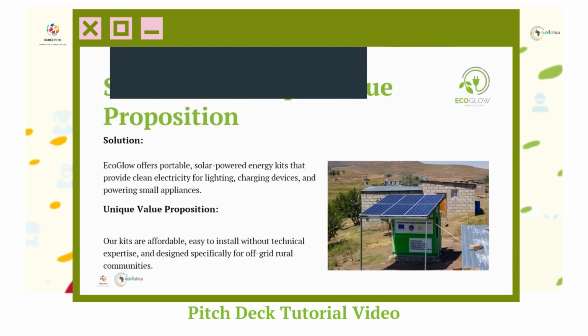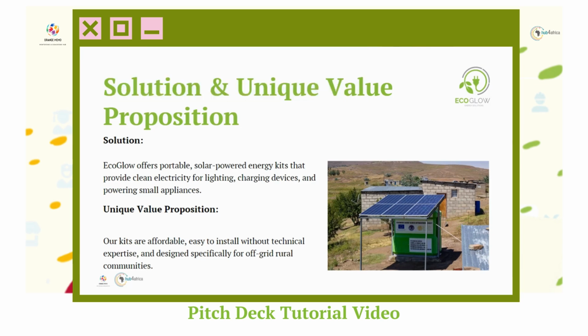Now that you've defined the problem, let's talk about your solution. This is where you explain how your business solves the problem. You also want to introduce your unique value proposition, which highlights what makes your solution stand out from the competition. You need to be clear and confident in stating why your solution is different and better. For example, EcoGlow offers portable solar-powered energy kits that are affordable and designed specifically for off-grid rural communities.